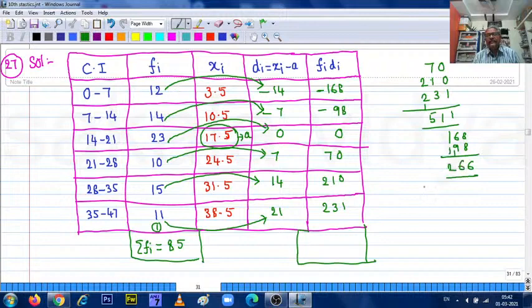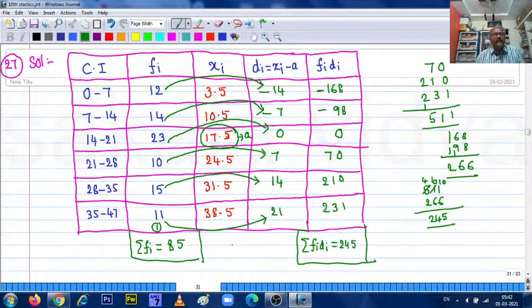From 511 subtract 266, so it won't go. You take borrow here, here it will be 0 and borrow 10, it will be 4. 11 minus 6 is 5, this is 4, 245. You will be getting 245. So that means we need to write sigma Fi di equals 245.